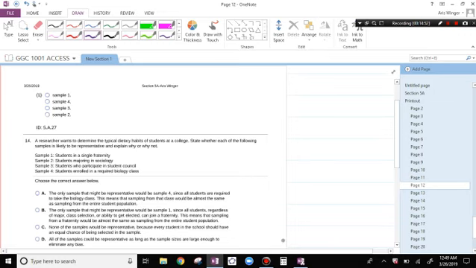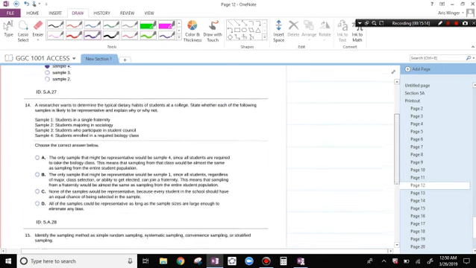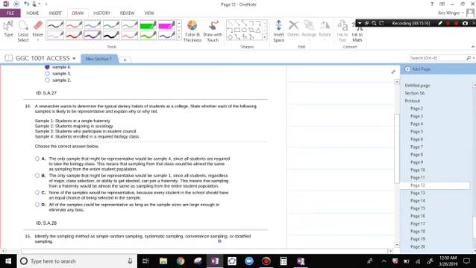Sample 4. A researcher wants to determine the typical dietary habits of students at college. See whether each of the following samples is likely to be representative and explain why not. So representative of the whole campus. A, students in a single fraternity. That looks bad. Students majoring in biology, sociology. Okay. Students who participate in student council.